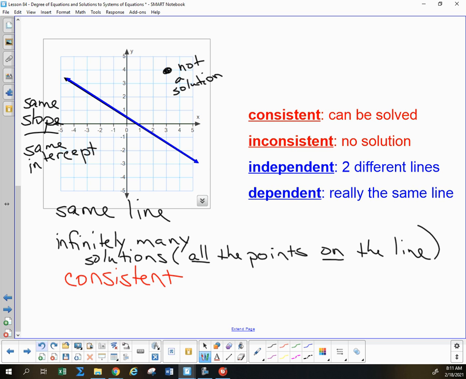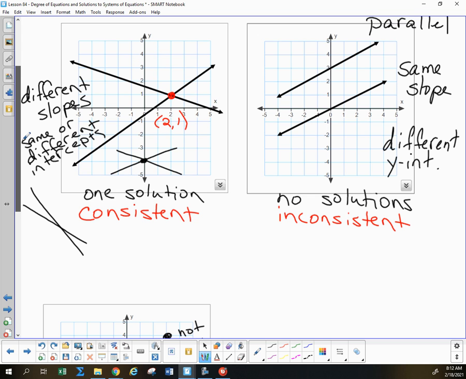The other new vocabulary word is independent or dependent. If they are two different lines, they're independent. If they're the same as each other, they really depend on each other. They can't get separate from each other at all. So this one is dependent. But these other two, we had two different lines, so they were both independent.